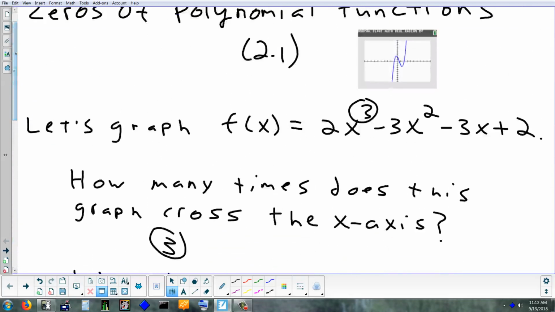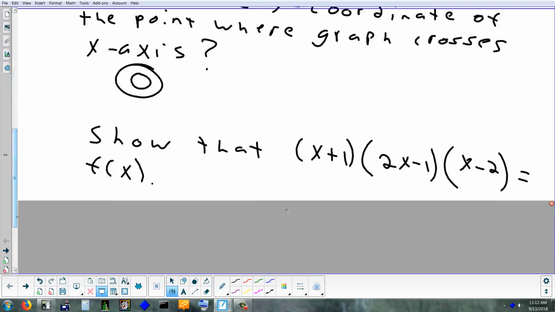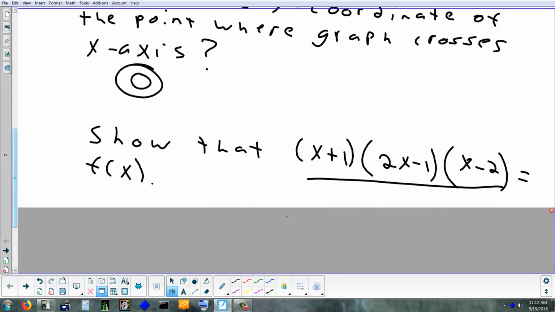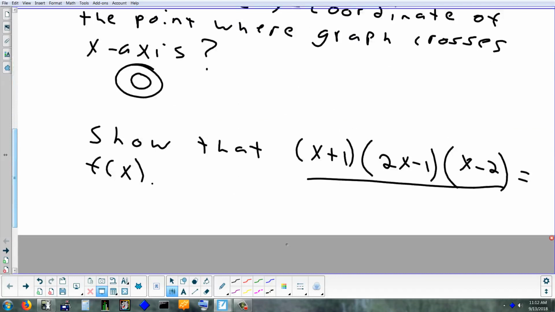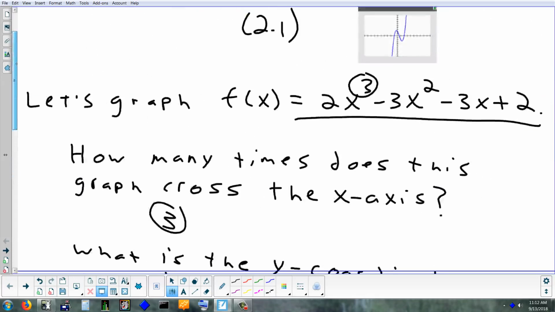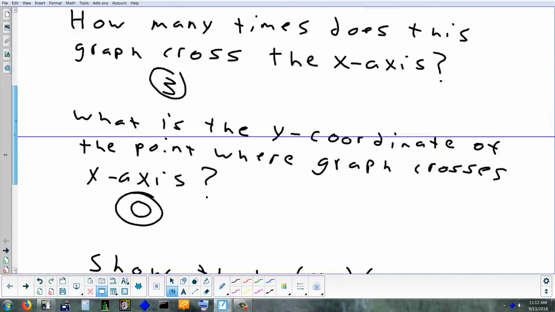And eventually, I'm going to teach you how to take that and turn it into that. To reverse it, that's a lot easier. All I have to do is FOIL that out and see if I get the same thing back. Okay, so let's FOIL it and see what we get. The original one, 2x cubed minus 3x squared minus 3x plus 2. So let's see if we get that.